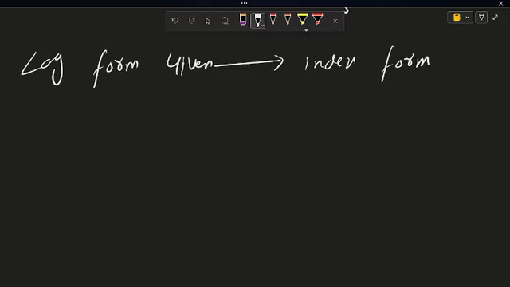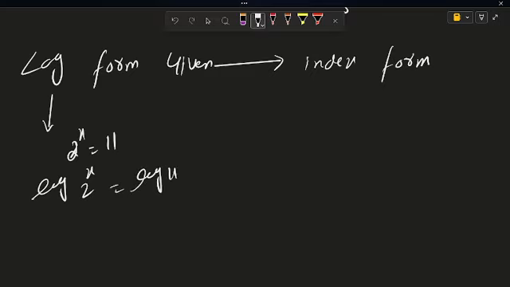This thing that you have to work from log form, you have to make an index form. Just like I told you in the previous slide, 2 raised to the power x is equal to 11, and applying the log on both sides, log of 2^x equals log of 11. So x will retain its position and the 2 with log will be shifted onto the other side, and that will take the form log base 2 of 11, just like that.